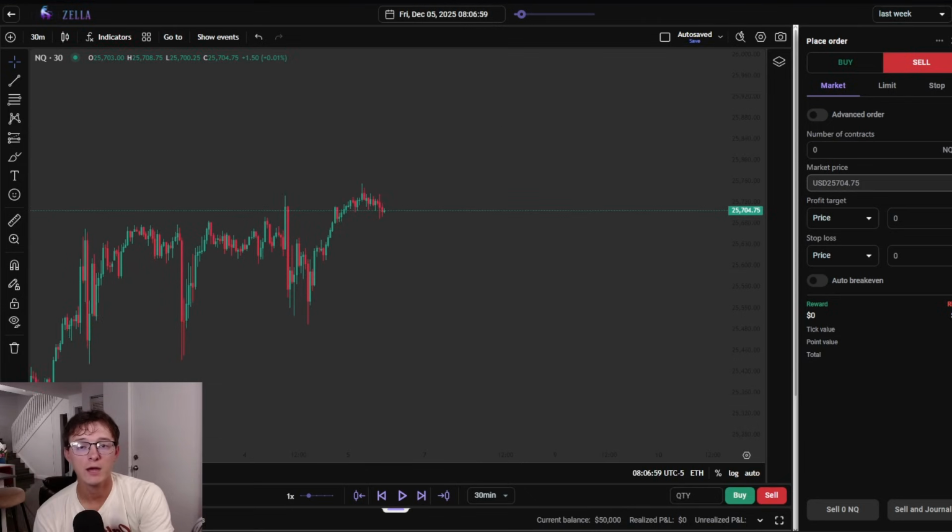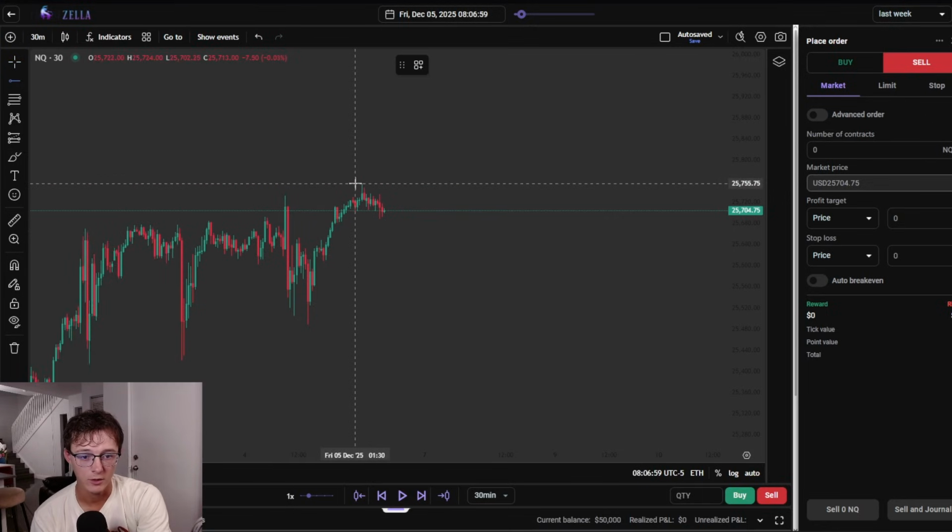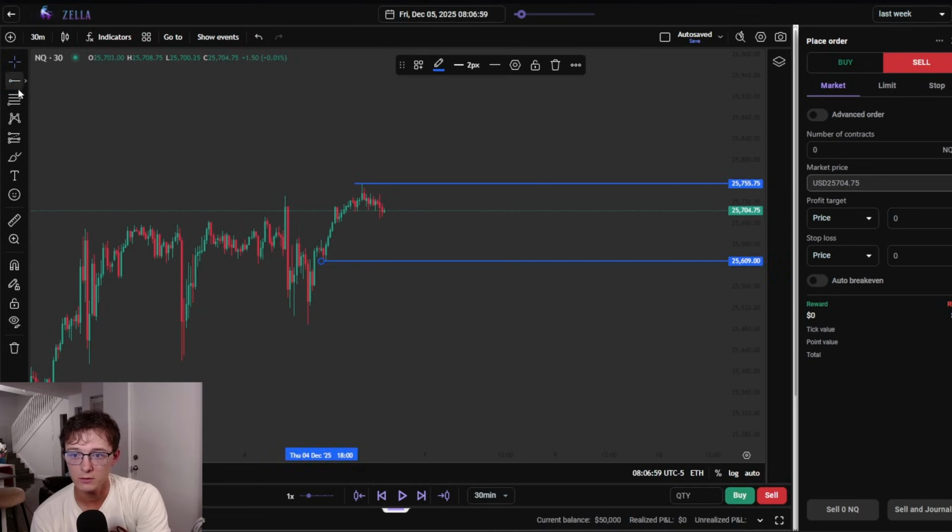So what I'm going to do now is look for areas of liquidity that can potentially be taken out during my current trading session. So I'm going to take out the horizontal ray tool, and I'm going to mark off this high as an area of unfilled orders above it. And then I'm going to start marking out lows because all of the highs have already been taken out. So I'm going to mark a low here.